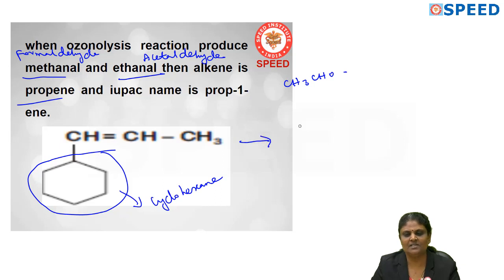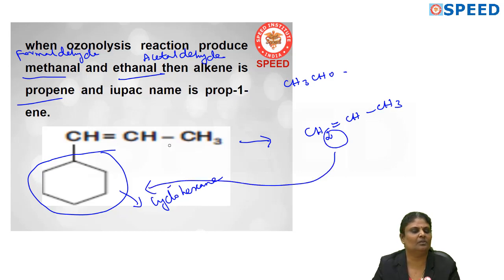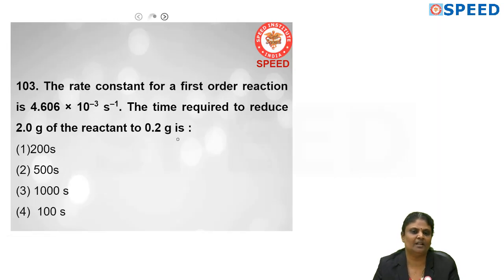Or otherwise this structure resembles the propene only. Okay. So CH2 double bond CH and CH3. So here the one hydrogen is replaced by this one. Okay. So the correct option is this one. Fourth option is the correct one.